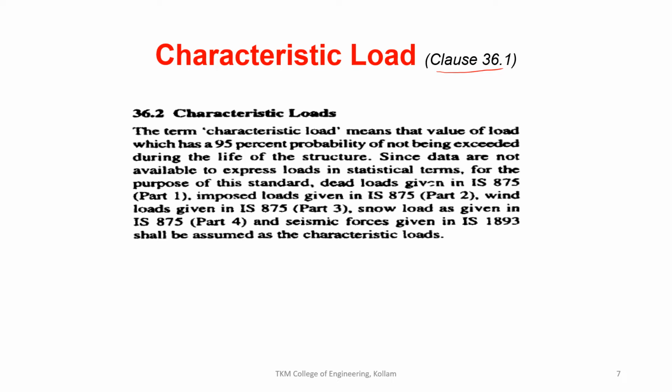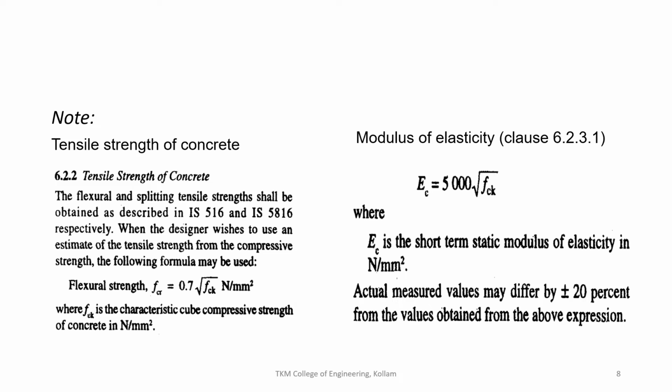So read the term characteristic load, clause 36.2. The term characteristic load means that value of load which has a 95% probability of not being exceeded. This one is very important. That is, 95% probability of not being exceeded during the lifetime of the structure. So you will design for a load that has a 95% chance of not occurring, and that particular load is called the characteristic load.